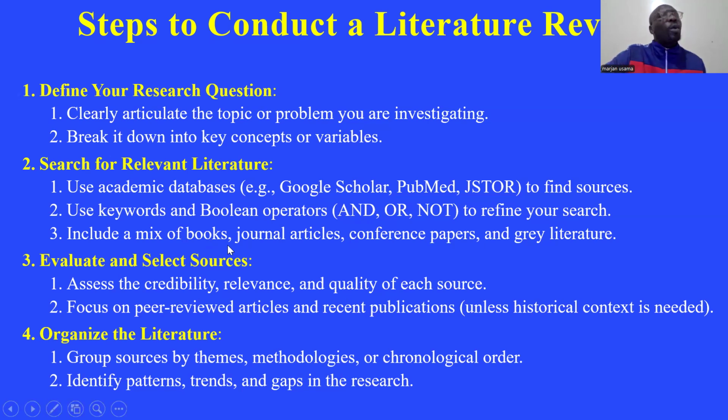Include a mix of books. So when you're doing the literature review in your research, we need to find some books, we need to find some journal articles, we need to find some conference papers and gray literature. So what you are basically saying is that when you are writing your research, your references have to be diverse. But some students, you'll always find their research is only from books or maybe only journal articles. You need to have a mixture of the resources that you're using in your research.